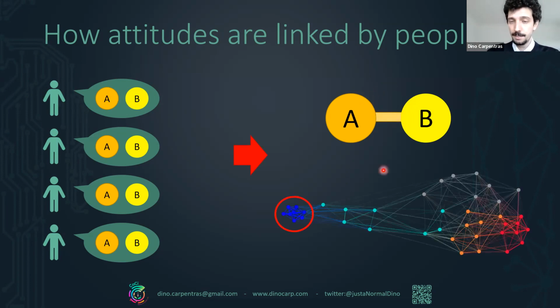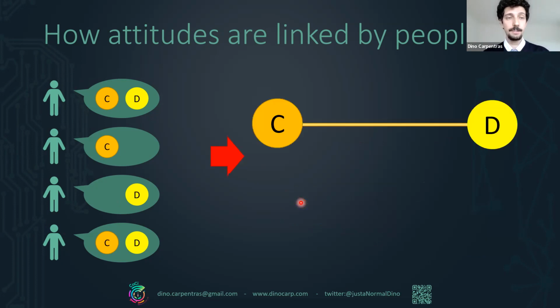So for example, here, these were actually data about political attitudes in the United States. The blue one is the cluster of Democrat attitudes, and the red one is the cluster of Republican attitudes. What you can see is that all these attitudes are very well connected, as we would expect from Democrat attitudes. They're very well organized.